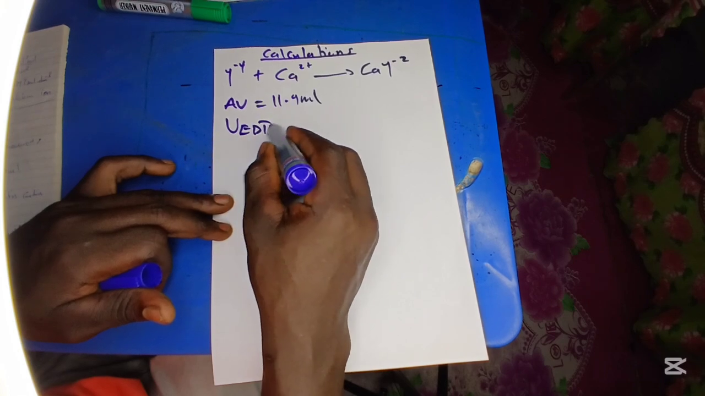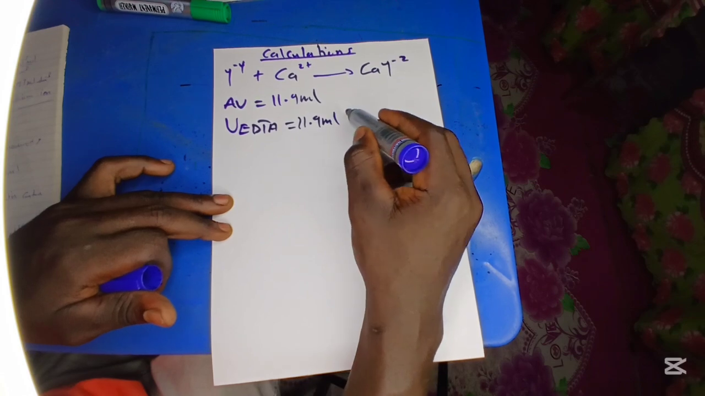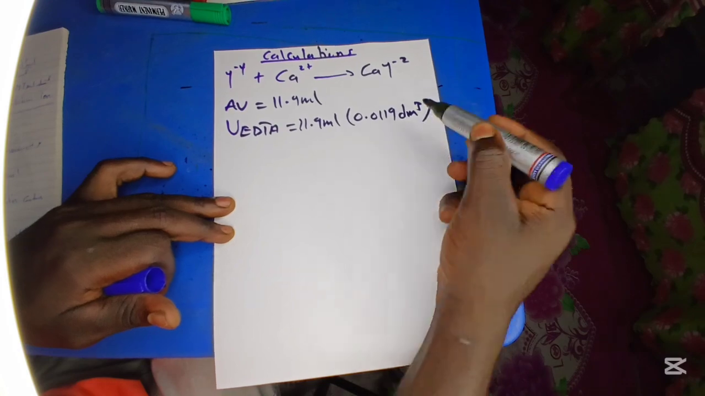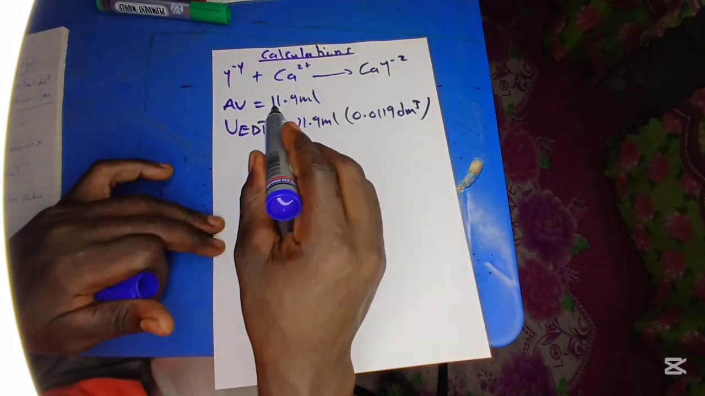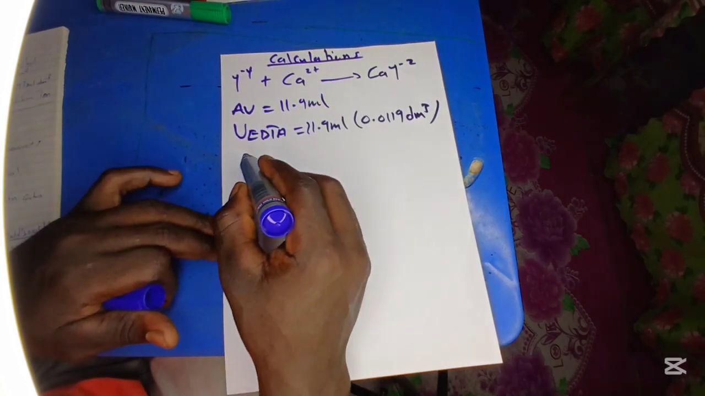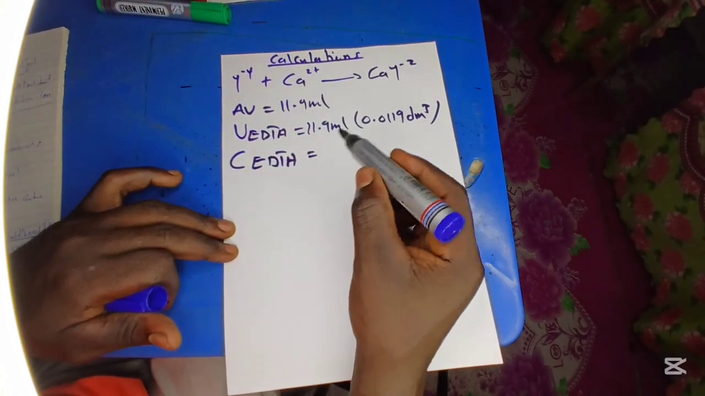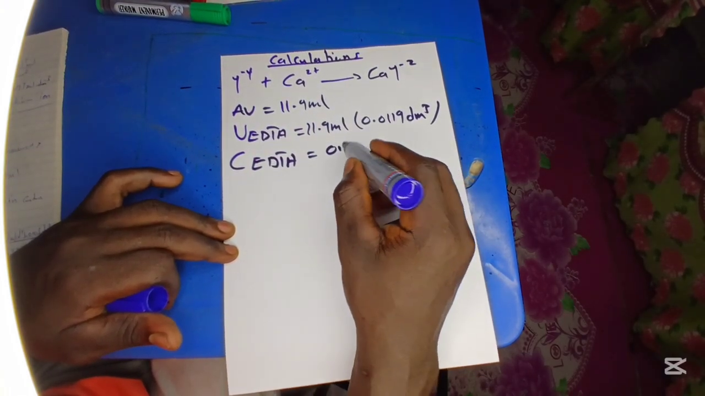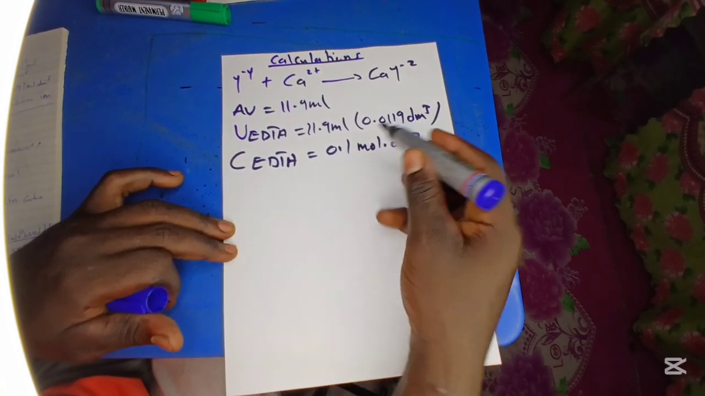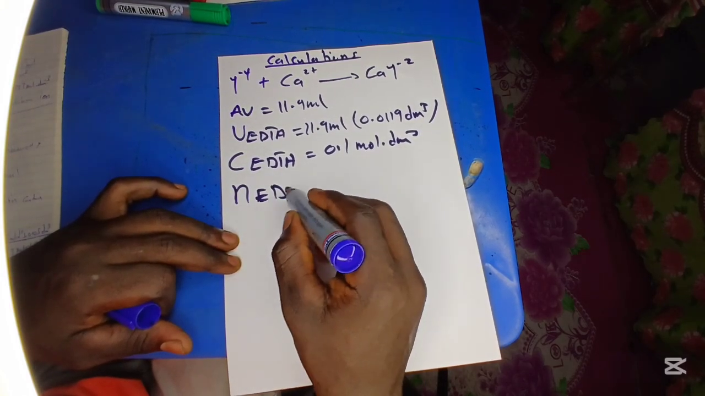V EDTA equals 11.9 ml. Let's convert it to dm³. Keep it straightforward, so you get 0.0119 dm³. We know the concentration of our EDTA already. The EDTA will definitely have a known concentration. So C EDTA, let's say our EDTA that we use has a concentration of 0.1 mole per dm³.